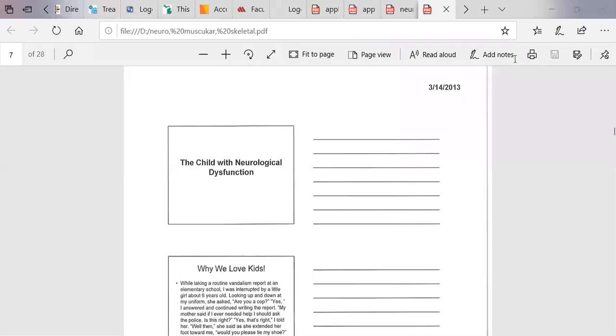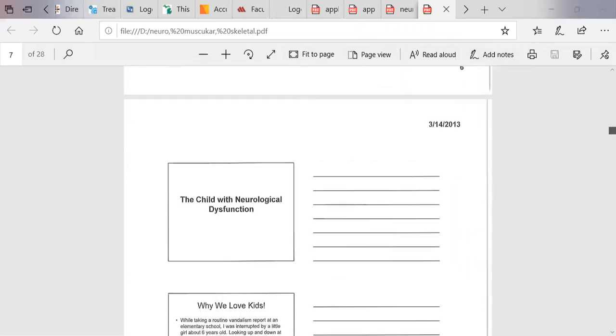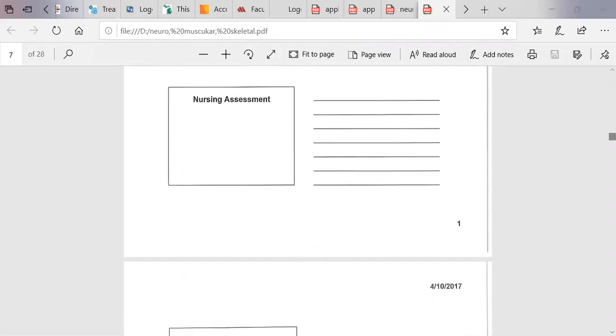Okay, you guys, we are going to talk about the child with neurological dysfunction. All right, I'm going to talk about nursing assessment of neurological dysfunction just kind of as a whole. We'll throw in some representative conditions.